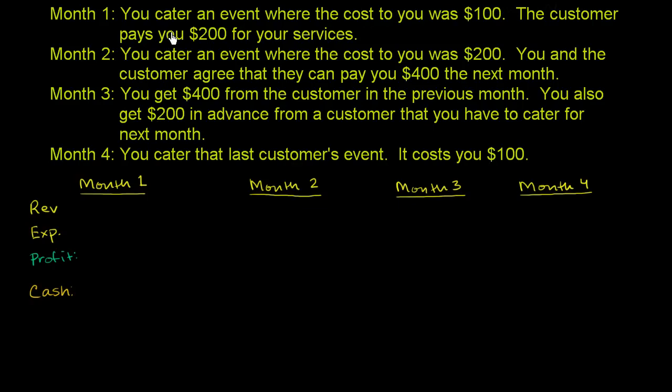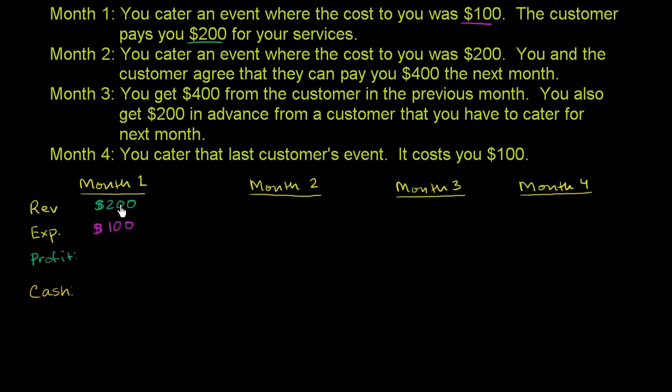So in month 1, you cater an event where the cost to you was $100. The customer pays you $200 for your services, and maybe they pay you $200 ahead of time so that you have the cash to go buy the food and the paper cups and paper plates or whatever. So you get $200 in revenue. This is a cash basis of accounting. And you had to spend $100 of that on supplies. And maybe you had to hire some help, and you have to pay yourself a salary.